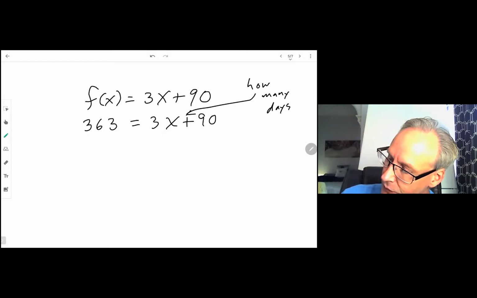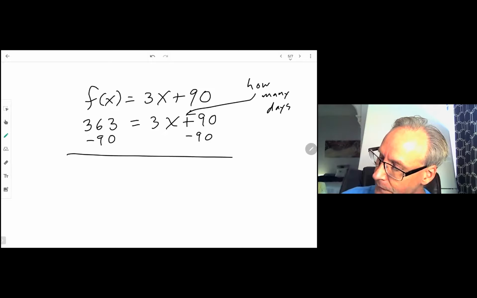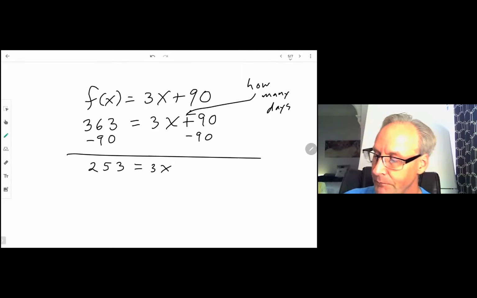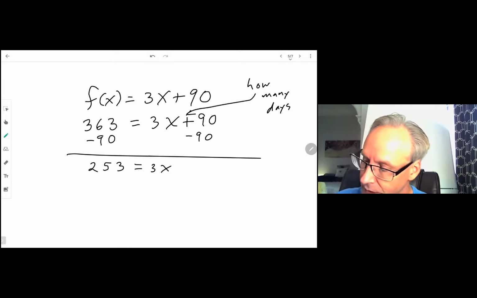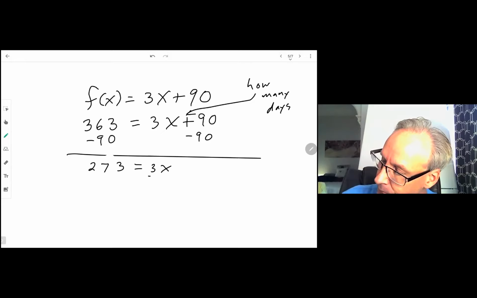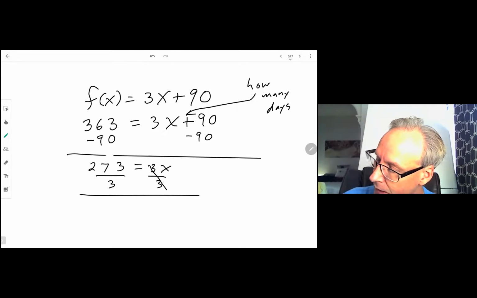And to work this out, we're going to subtract 90 from both sides, of course. And that gives us 3x is equal to 253, isn't it? Sorry, 273. Can't subtract today. Got to be careful. There we go, 273. Then we're going to divide by 3. And x is equal to 91.